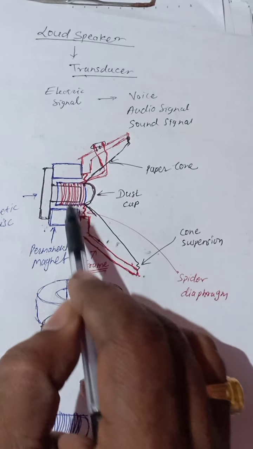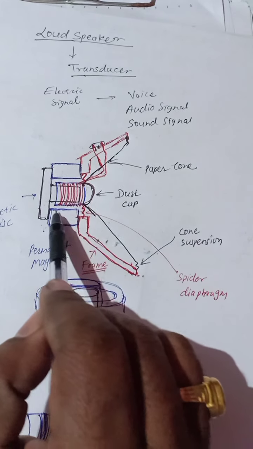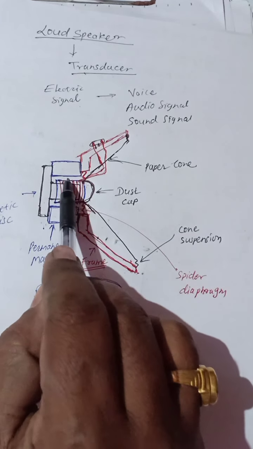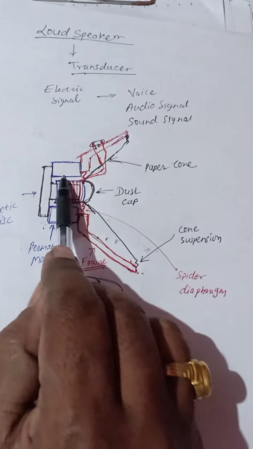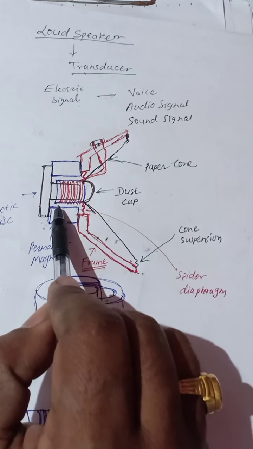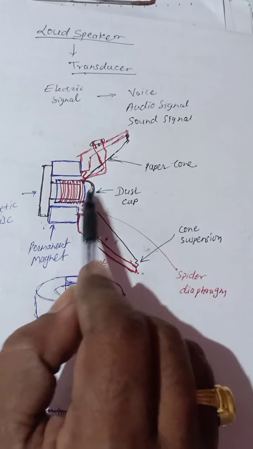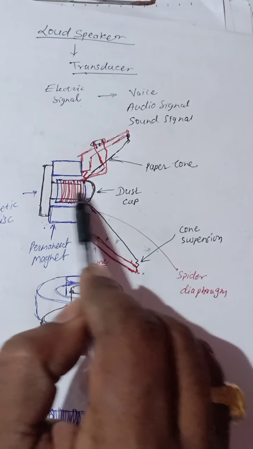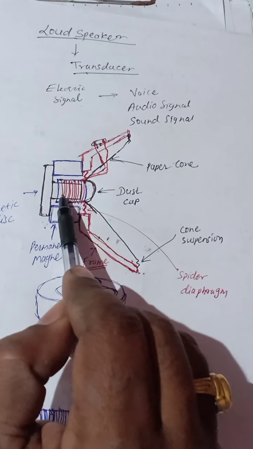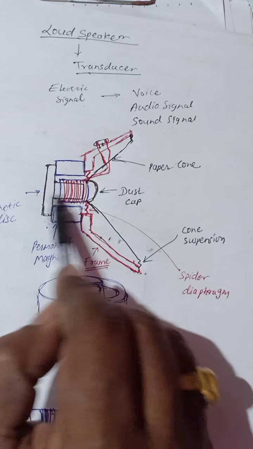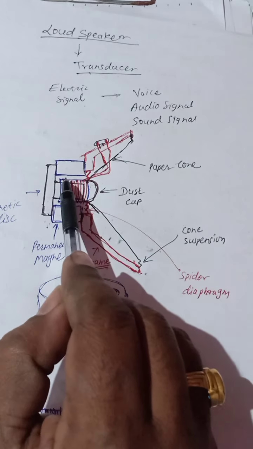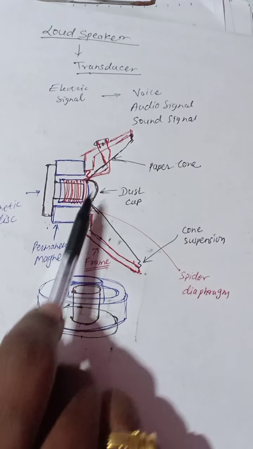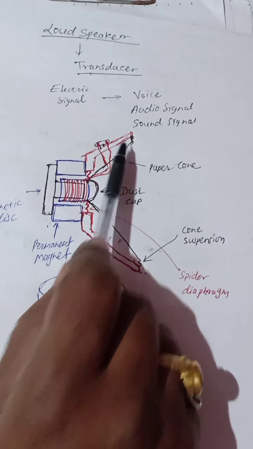If dust enters here, there is a very small gap. Then what happens? Because of the dust entering this small gap, it can jam or become fixed, and there is no movement of this coil. We want the movement, so this coil should go out and in continuously. We want this free movement. That's why there is a spider diaphragm, the paper cone, and the corrugations.